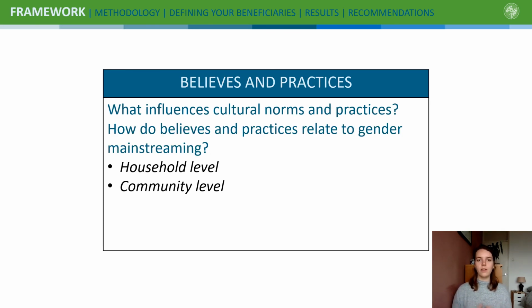And then once again, relating to beliefs and practices, this could be either at a household level or a family level. So it could be about the cultural norms between a man and a woman, but also the cultural norms that they translate to their children. But it could also be beliefs and practices related to a community level, or how the views of a community actually influence the household level.